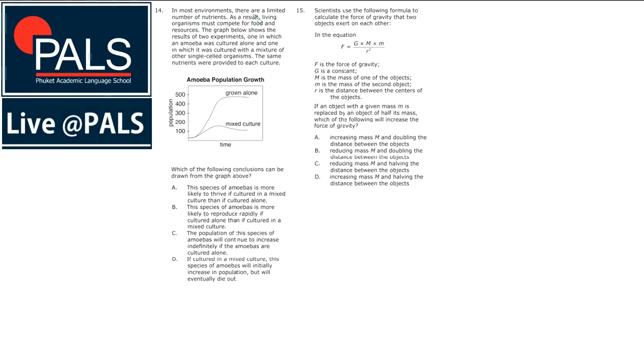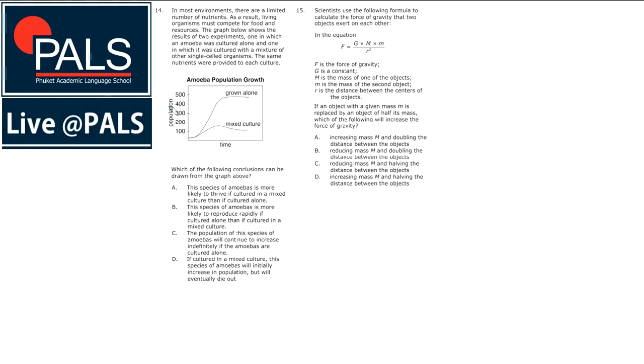In most environments, there are a limited number of nutrients. As a result, living organisms must compete for food and resources. The graph below shows the results of two experiments, one in which an amoeba was cultured alone and one in which it was cultured with a mixture of other single-celled organisms. The same nutrients were provided to each culture. So we are looking at the amoeba population growth, not any other organisms, in the environment where it's growing alone and in the mixed culture.